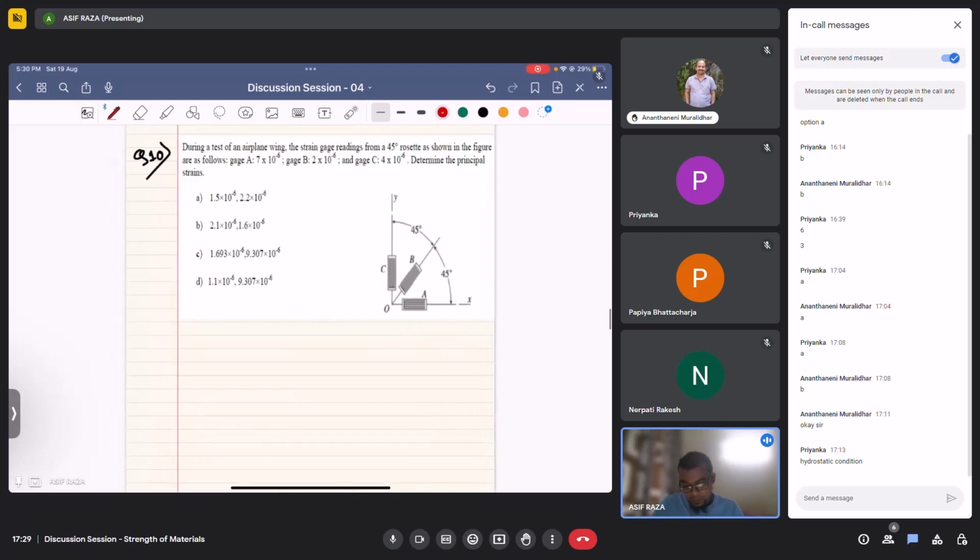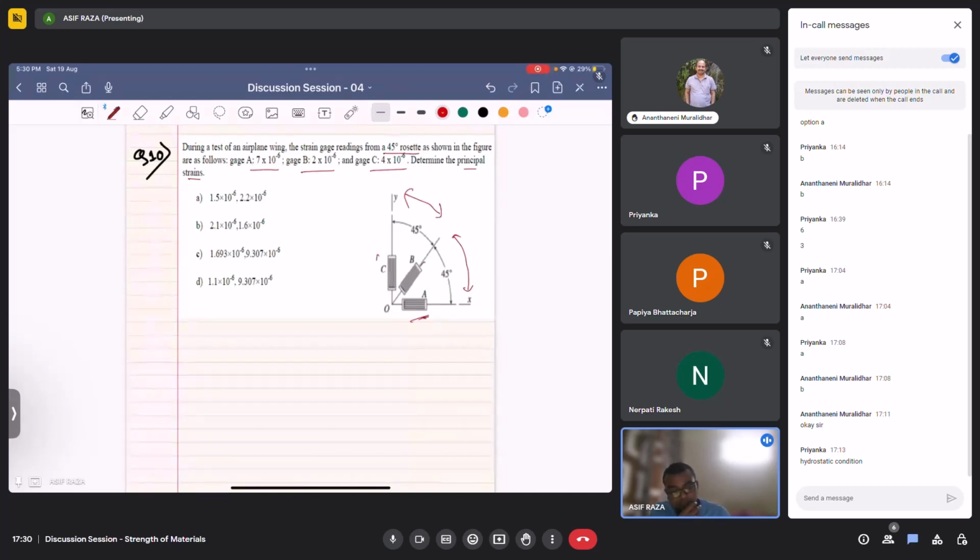This is a different genre. The question is: during a test of an airplane wing, the strain gauge readings from a 45-degree rosette, as shown in the figure, are as follows. Gauge A gives this value, gauge B gives this, and gauge C gives this. Determine the principal strain values. So we are given 45-degree rosette values at A, B, C.